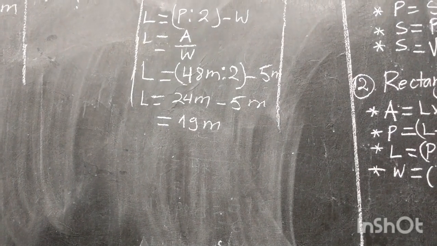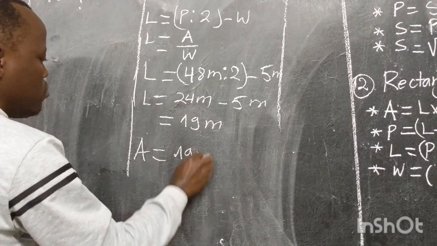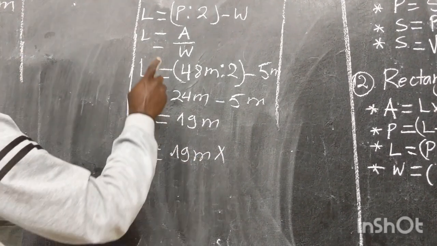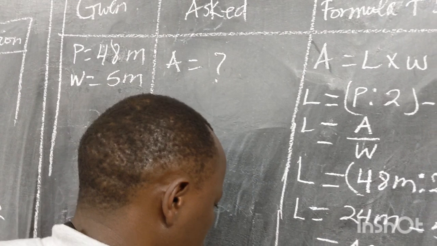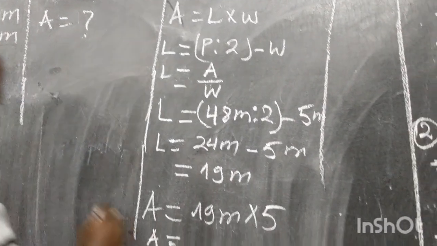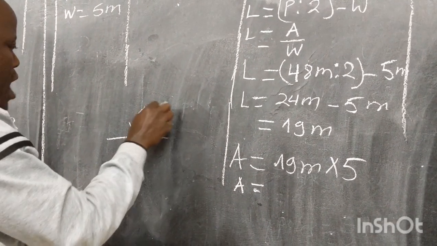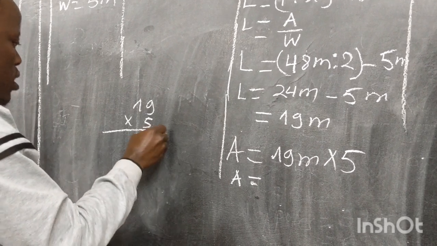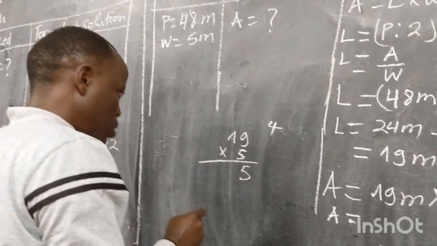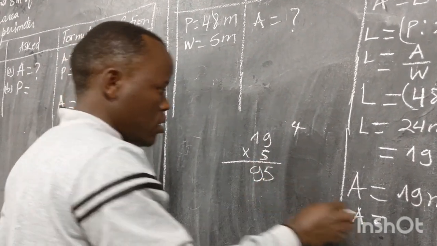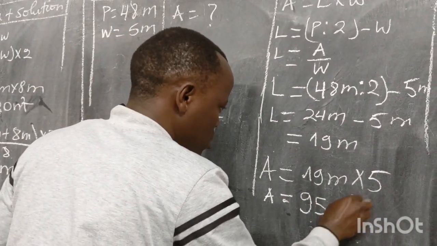And now we are going to calculate the area. Therefore area will be equal to length, which is 19 meter, times width, which is 5 meter. So area will be equal to 19 times 5. 5 times 9 is equal to 45, I write 5 and carry 4. 5 times 1 is equal to 5, plus 4 is equal to 9. So therefore the area is equal to 95 meter squared.